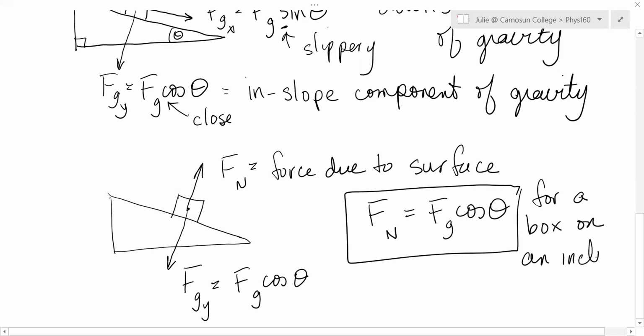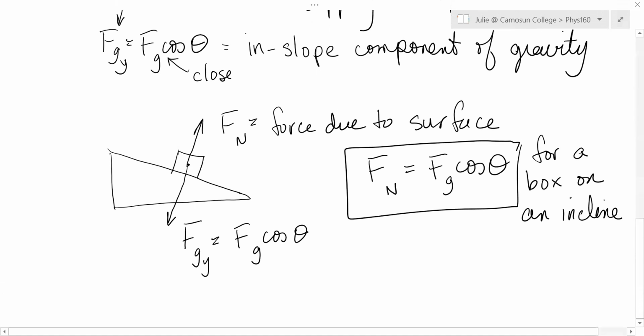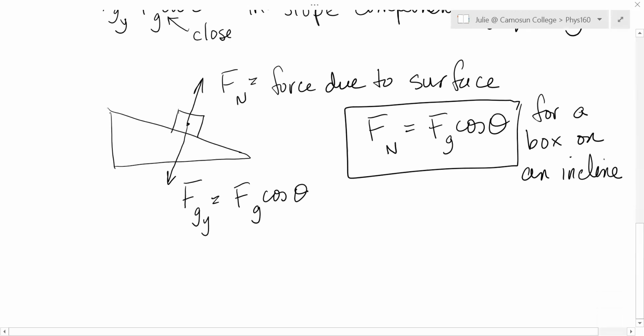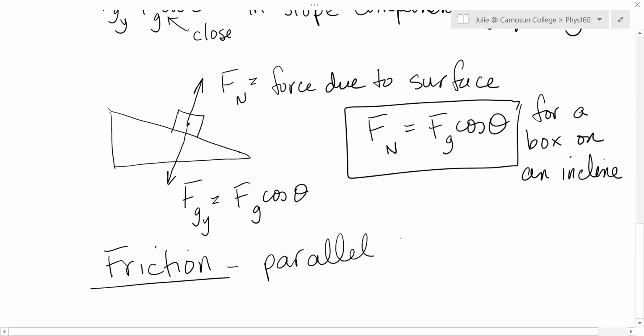Okay, so this is the case. It is not just equal to Fg, like it is on a flat horizontal surface. It's equal to Fg cos theta. Okay, now friction. When we bring friction in, remember this is always parallel to the surface. And what type of friction it is depends on the problem. And the direction of friction depends on which way the box is going.